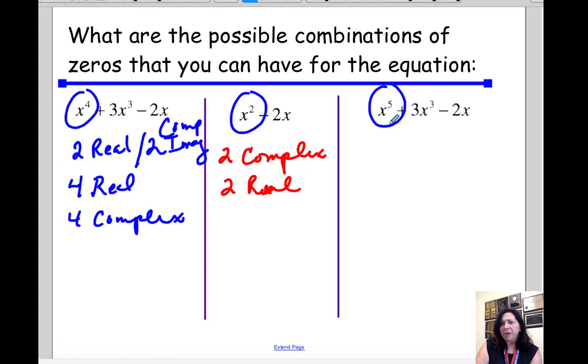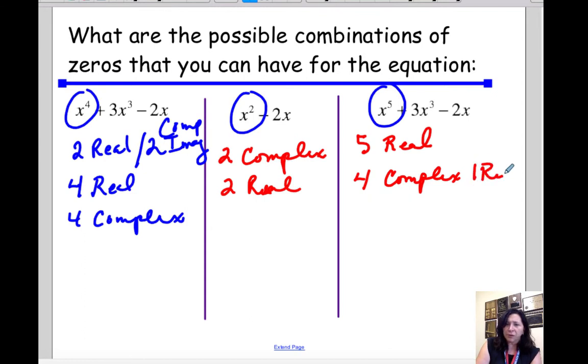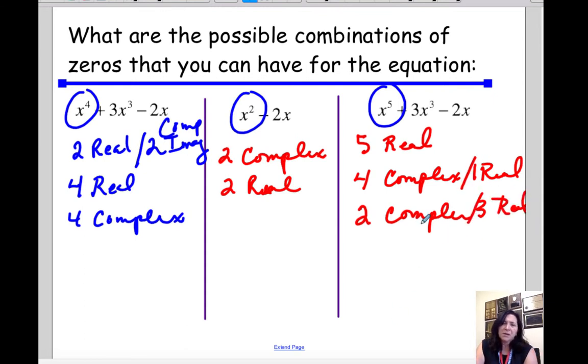For x to the fifth power, I could actually have 5 real zeros. Or I could have 4 complex zeros and 1 real zero. I could have 2 complex zeros, and that would give me 3 real zeros. 1 complex, nope. I can either have 2, 4, or that's it.